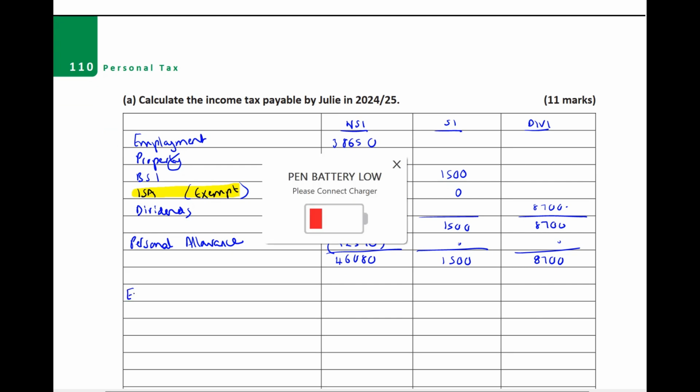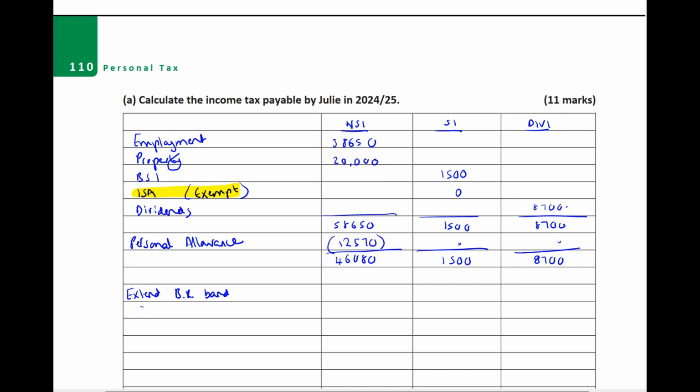So maybe I'd include a little row here to talk about the extension of the basic rate band. Just detail that working. So the gift aid of 300 grossed up to give 375, plus 37,700 to equal 38,075. So I do need that working, as I said, in there somewhere. So that seems as good a place as any to pop it in.